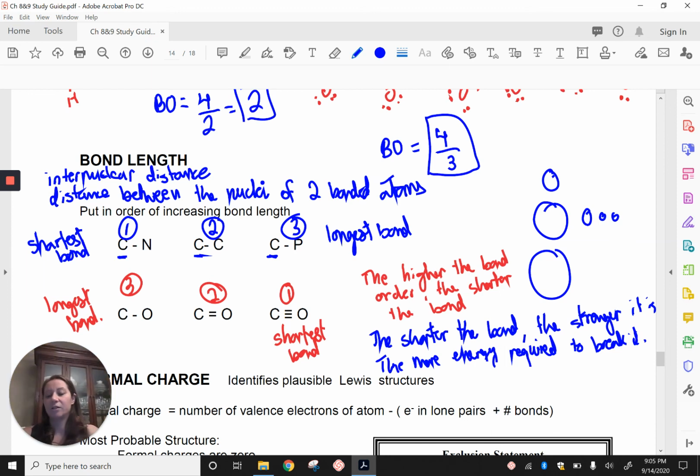So remember that bonds, when we break them, that is endothermic. You have to put in energy to break a bond. When you form them, it's exothermic. So imagine that this pencil was my bond. It's kind of long, and so let's say I want to break this pencil. And so I have to put in energy in order to break it, and it breaks pretty easily, right? It's kind of long, breaks easily.